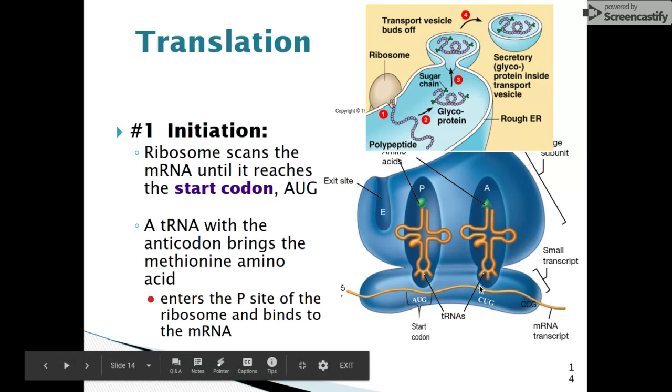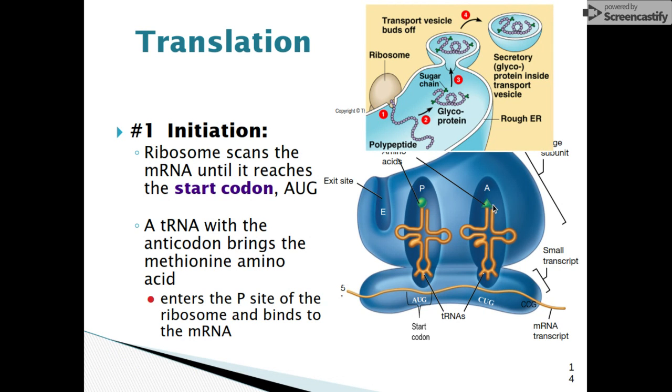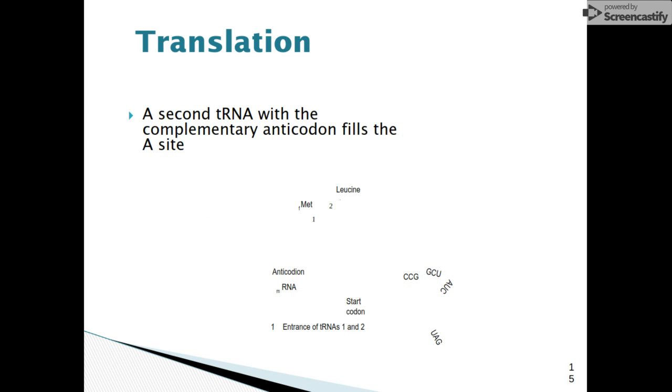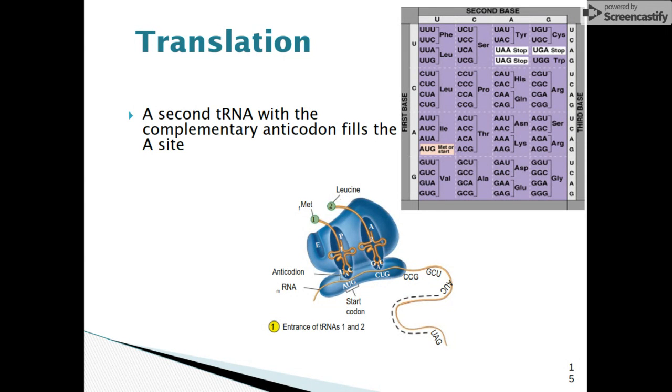Then we move on to the next codon on the mRNA. Another tRNA comes in holding a different amino acid. Again, we get this methionine to come in, and we've got the next code here. Leucine is going to come in.